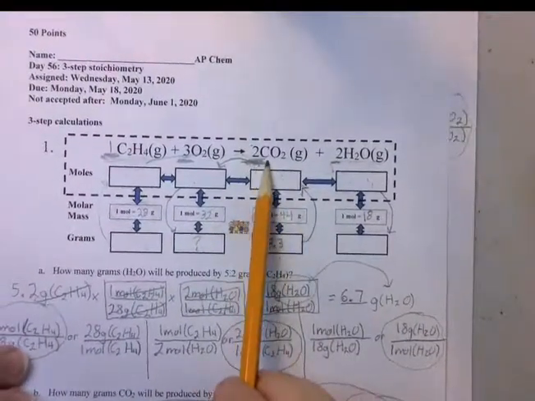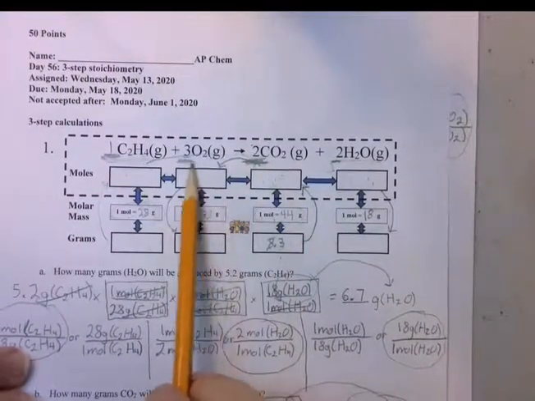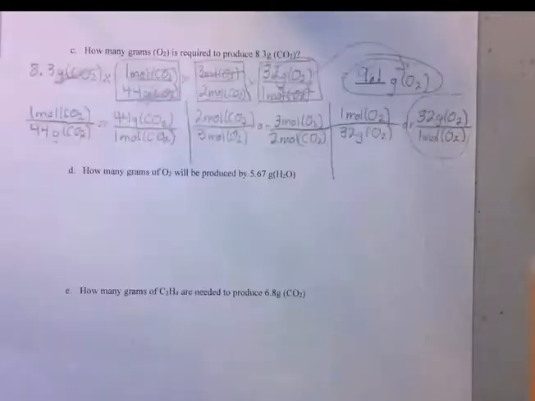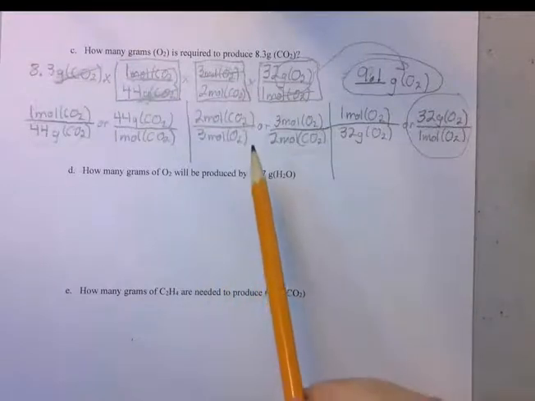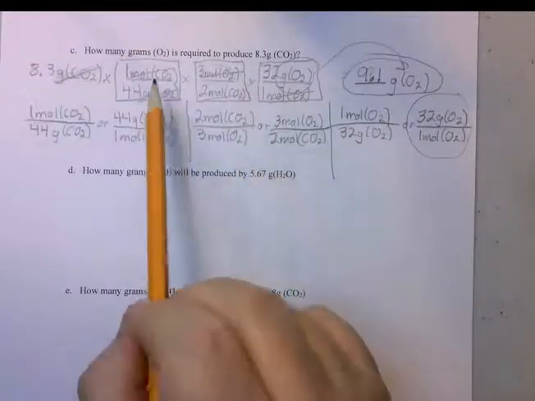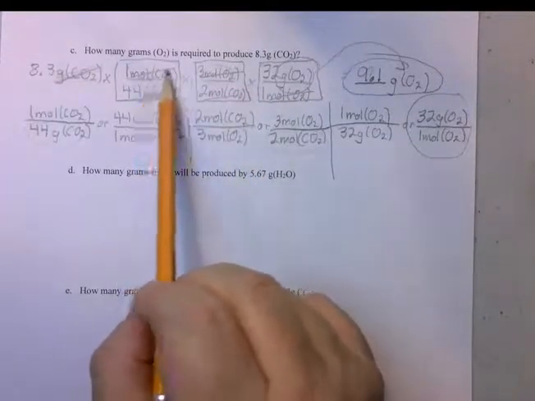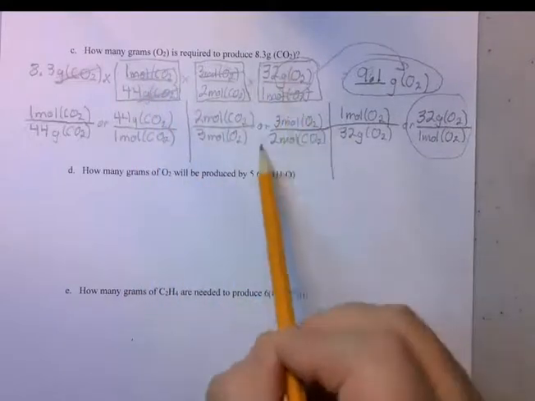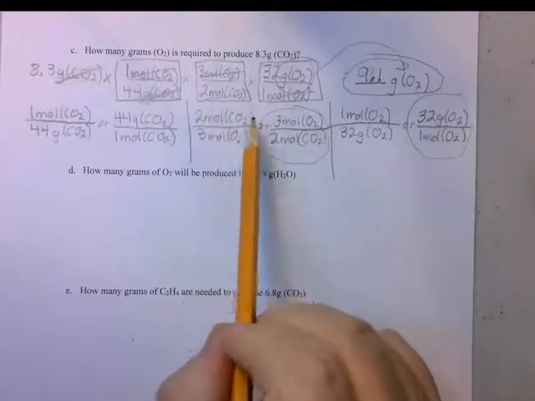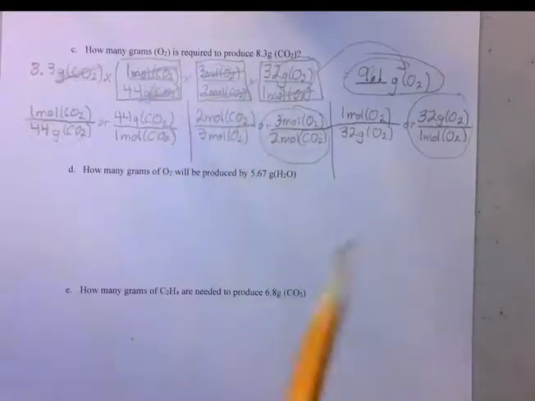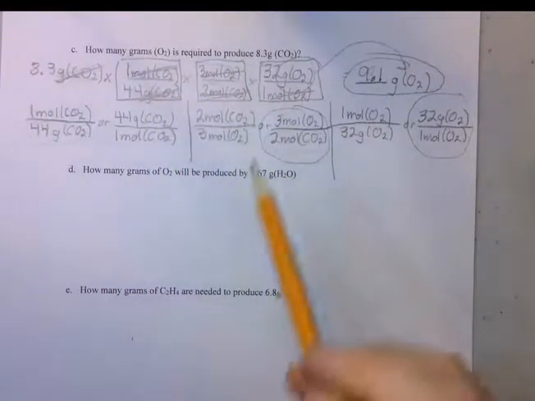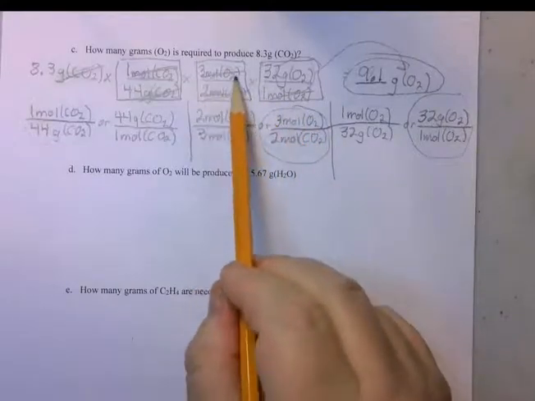Now we need to go from moles of CO2 to moles of O2. The equation equates 2 moles of CO2 to 3 moles of O2, so you can put those two ratios in both orders. And which one do you need? You need moles of CO2 to cancel out, so you're going to use this one. So it's 3 moles of O2 over 2 moles of CO2. That cancels with that. Now you're sitting here with moles of O2.